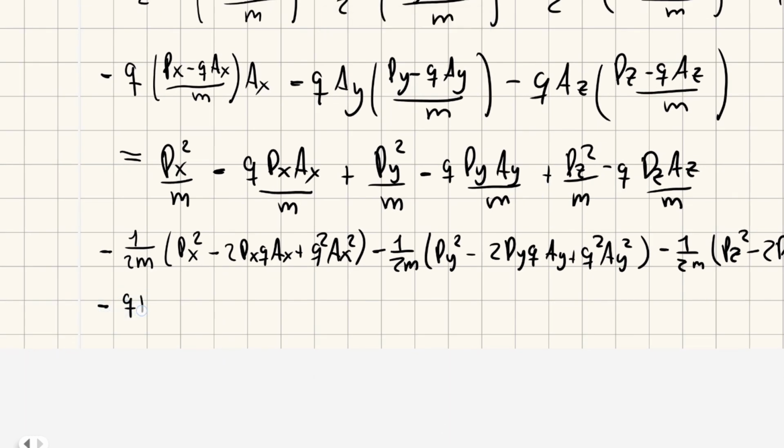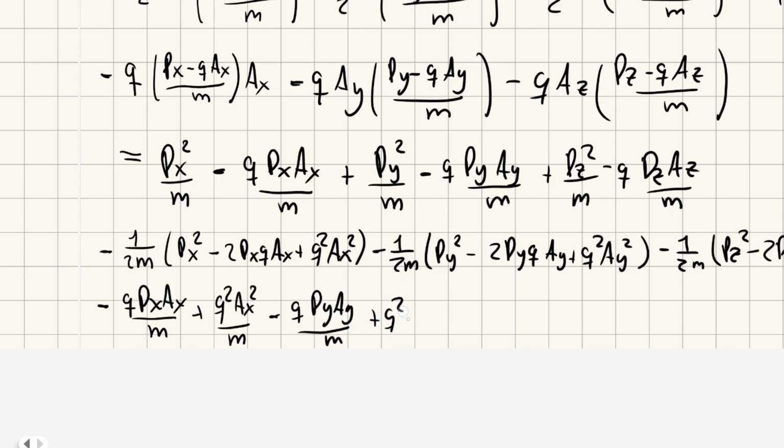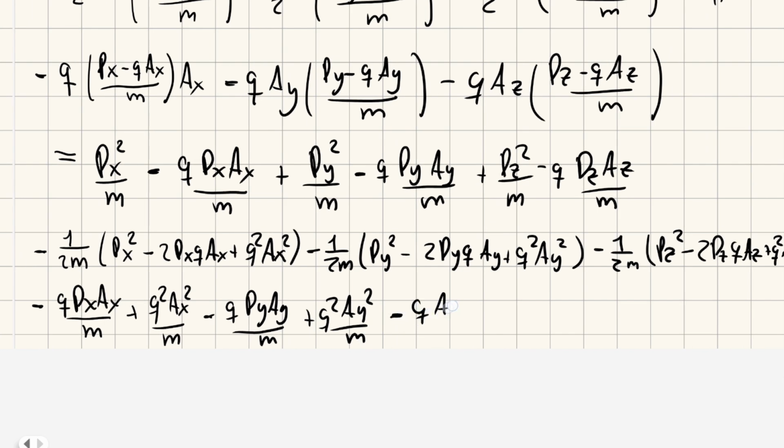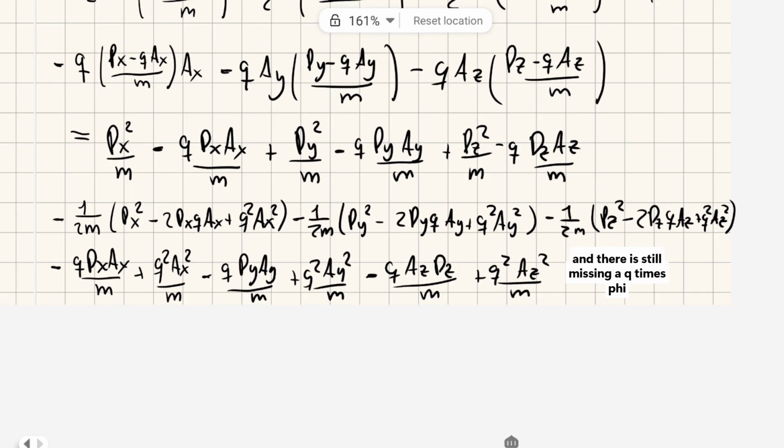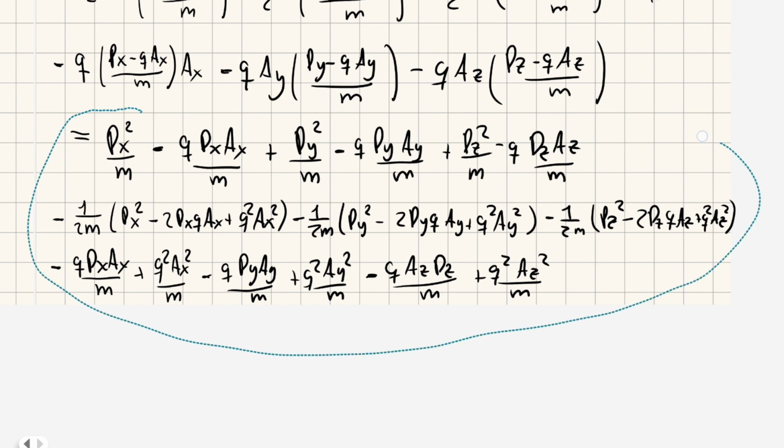It will be minus q px ax divided by m plus q squared ax squared divided by m minus q py ay divided by m plus q squared ay squared divided by m minus q pz az divided by m plus q squared az squared divided by m. Okay, so I'm going to rewrite this expression on a different page.